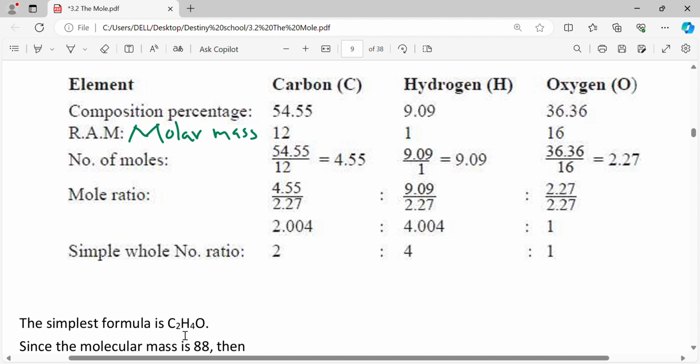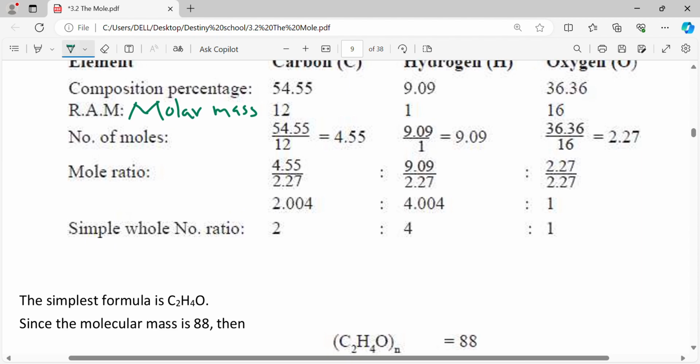Okay. Then after that, there's something that we need to do. We don't just stop at that point. Up to that point we can find the empirical formula, where carbon, which is C, has the 2. Hydrogen, which is H, has 4. And oxygen has 1, where 1 you can just ignore.